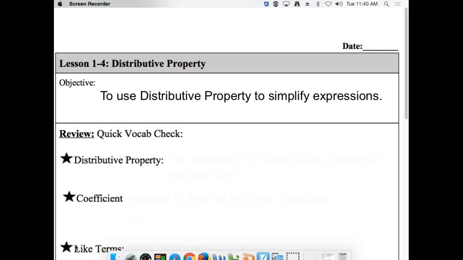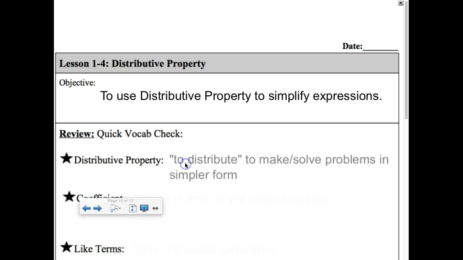All right, so as I said, we are going to be working on the distributive property to help us simplify. Reminder, simplifying means we're going to make our equations easier. Quick reminder, I think you guys have heard distributive property before. Remember, to distribute means to make or solve problems in a simpler form. It means we're going to take that number in front and multiply it, and make the equation look nicer, easier, simpler.